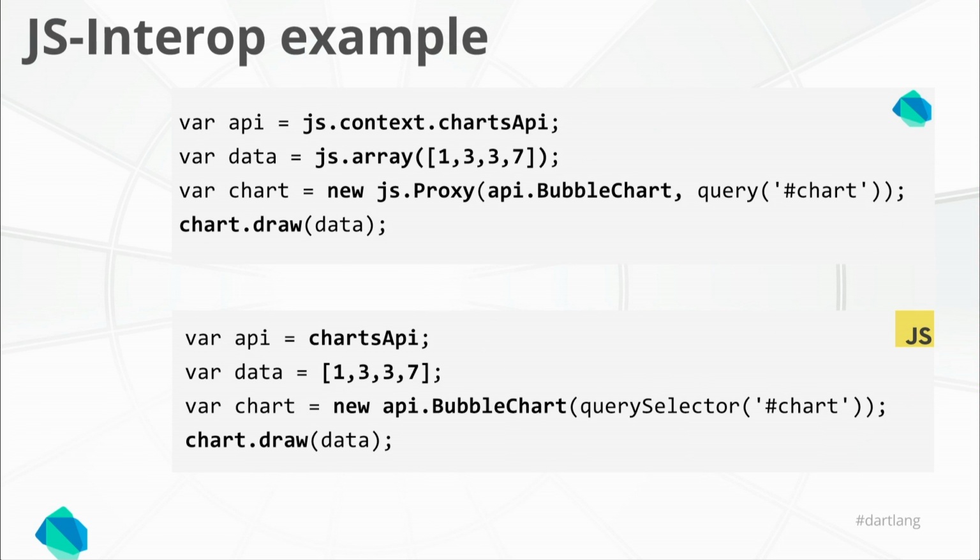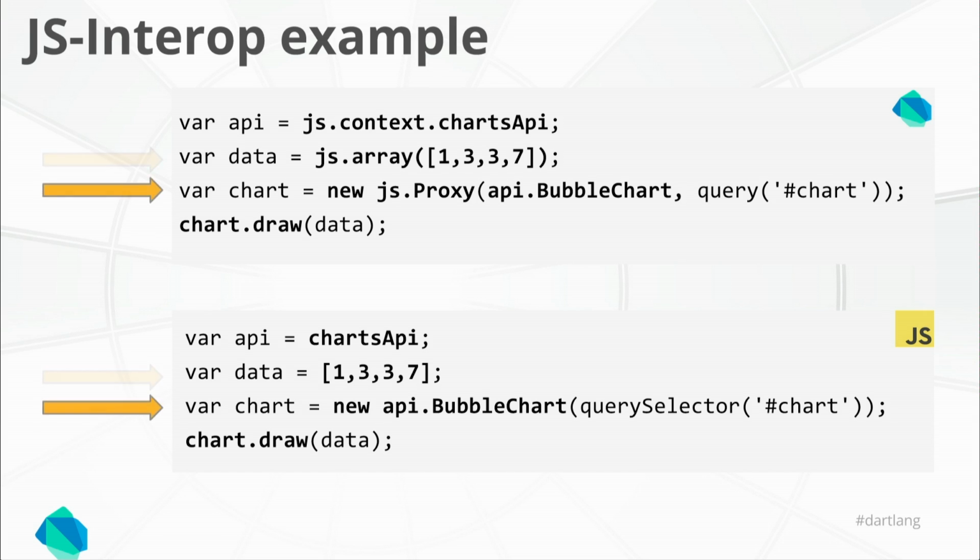So let's show an example. Here we're using the JS package with a prefix, JS. We have code up top in Dart and down below in JavaScript, and we're going to use an imaginary charts API. You can see that the code looks very, very similar. In the first line, we're just stashing a reference to the API object. In the second line, we need to create some data. Because our charts API is a JavaScript API, and we need the data to be a JavaScript array, we simply pass a Dart array to this function that creates a JavaScript array out of it.